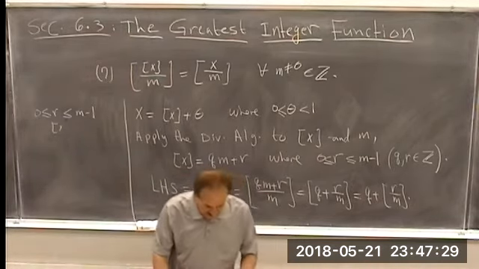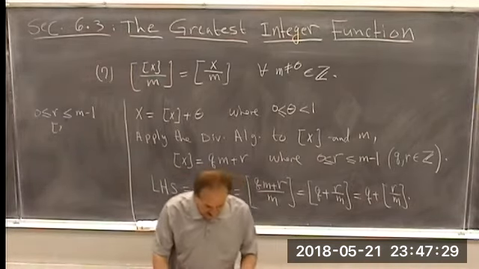So if I divide by m, this implies that the bracket of r over m is in fact equal to zero. So this is equal to zero, and this is equal to zero. This is one thing. So this is the right-hand side, and now let me look at the left-hand side. I'm going to show that it is also equal to q.